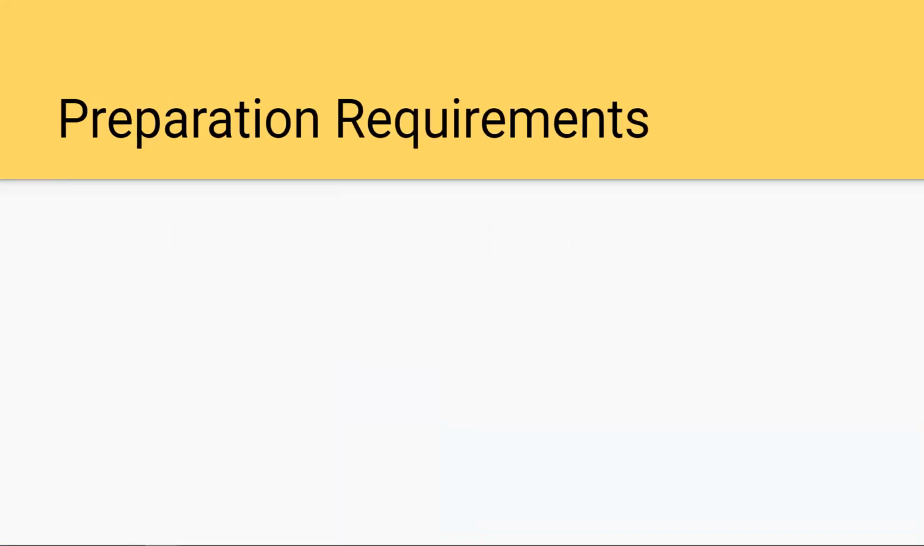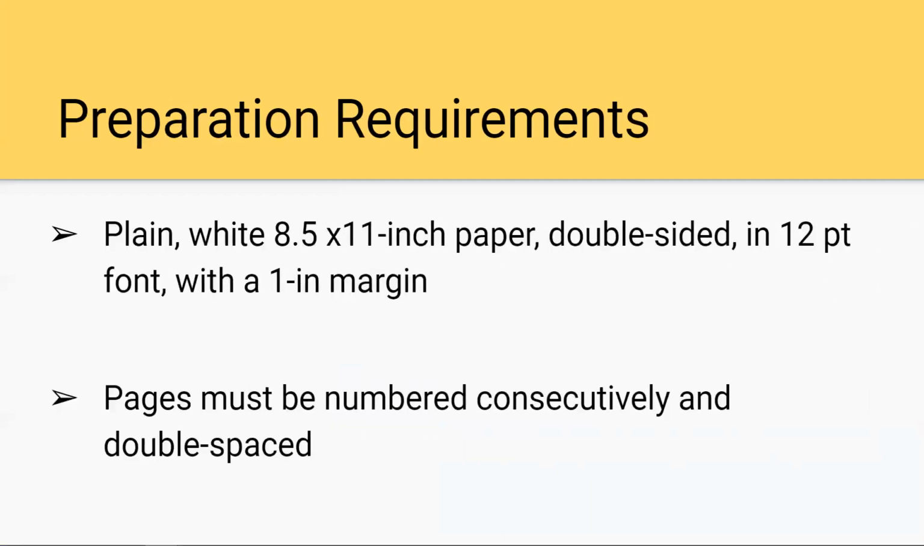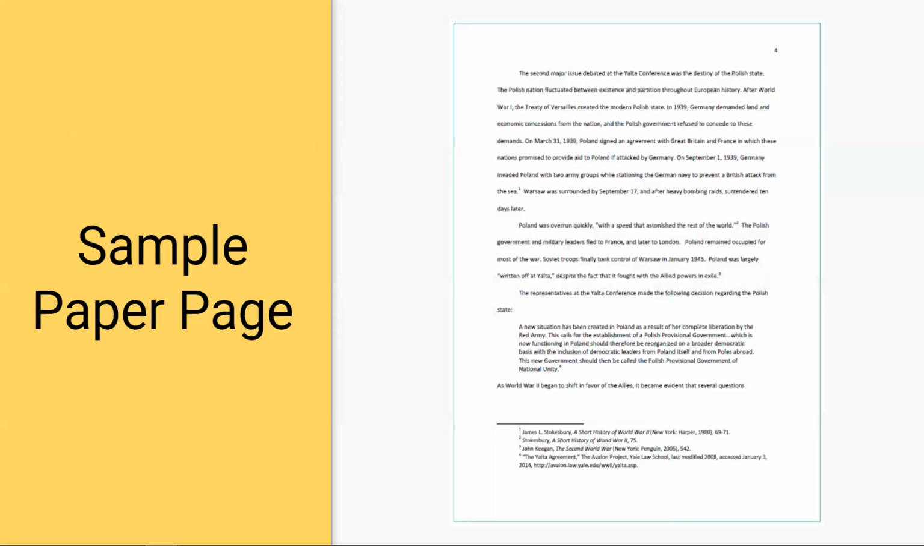There are sets of preparation requirements that all students must follow, regardless of participating in an in-person or virtual contest. All students must submit their paper on plain, white, 8.5 by 11-inch paper. They must be double-sided in 12-point font and with 1-inch margins on all sides. Additionally, pages must be numbered consecutively and double-spaced. For in-person contests, students must print their paper following these specifications and bring it with them to their contest. Note, A4 paper will be accepted from international affiliates.